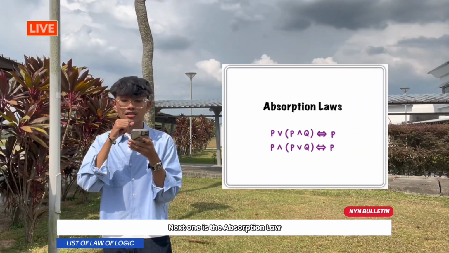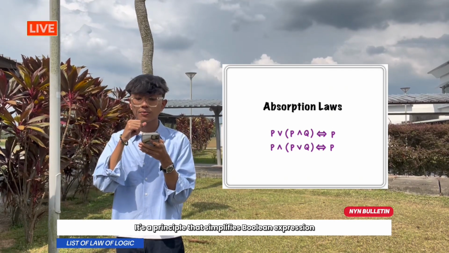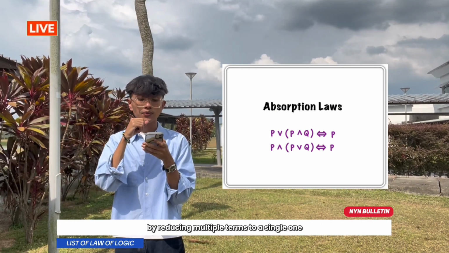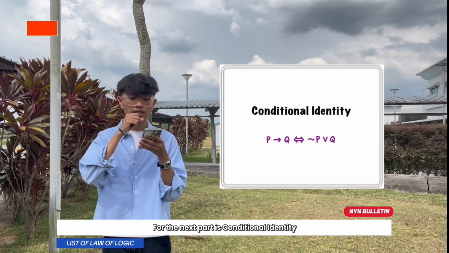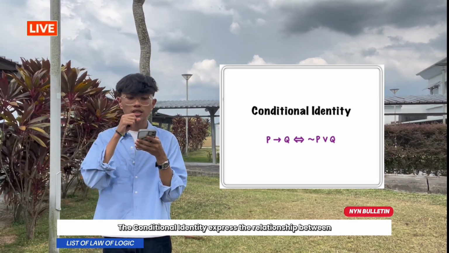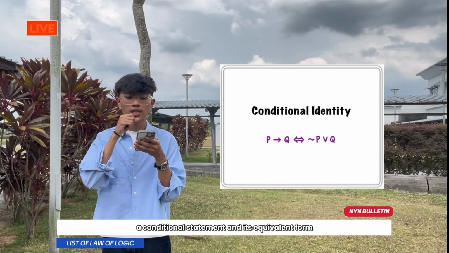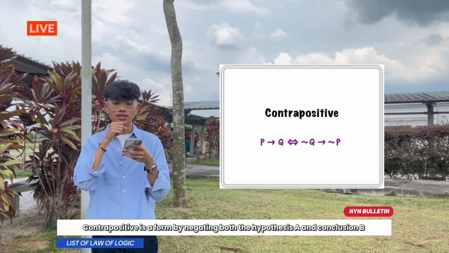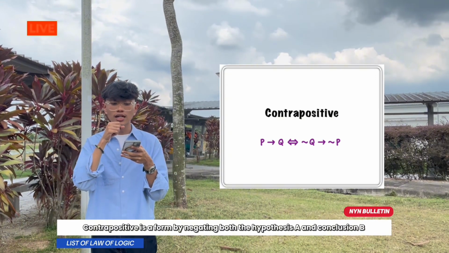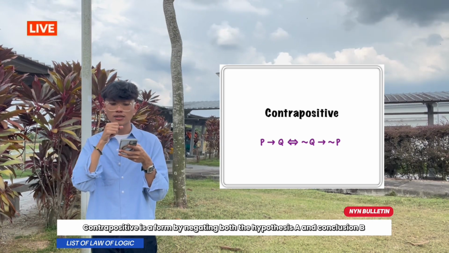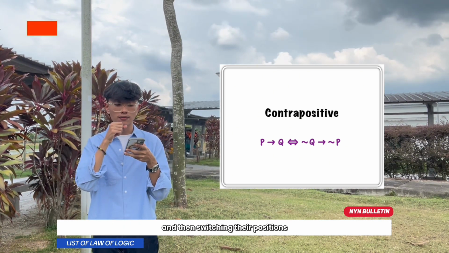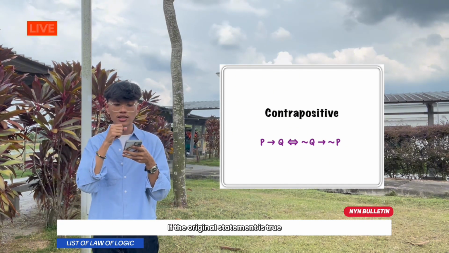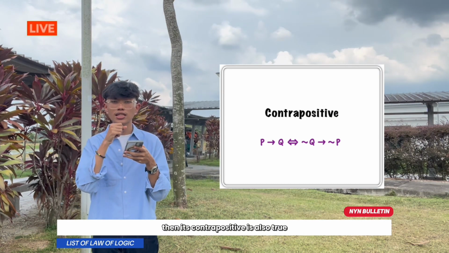Next one is the absorption law. It's a principle that simplifies Boolean expressions by reducing multiple terms to a single one. The next part is the conditional identity. The conditional identity expresses the relationship between a conditional statement and its equivalent form. The next one is the contrapositive. The contrapositive is formed by negating both the hypothesis A and conclusion B, and then switching their positions. It becomes, if not B, then not A. If the original statement is true, then its contrapositive is also true.